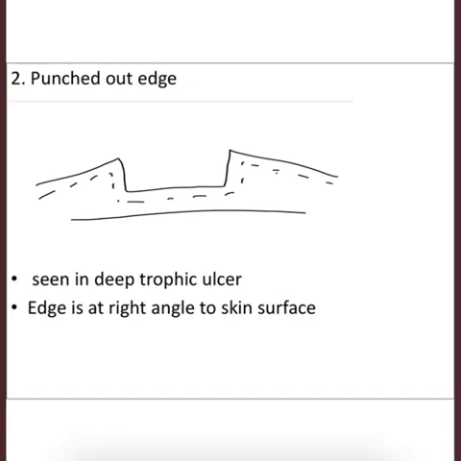Punched-out edges: you can just punch it out like that. It's like you have punched it out with a punching machine, like a biopsy. Seen in deep trophic ulcer. The edge is at a right angle to the skin surface. You will feel a 90-degree angle here.